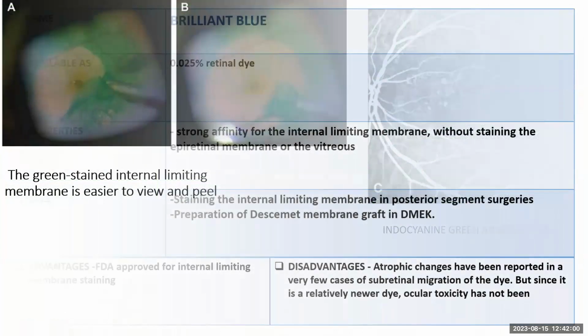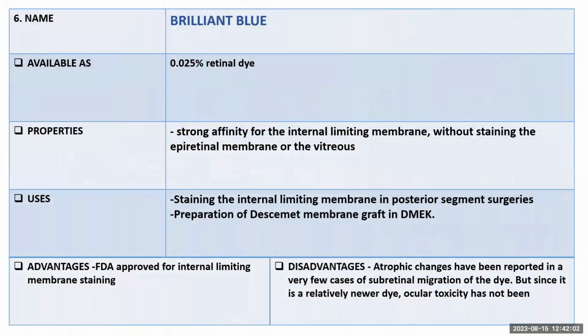The next stain is brilliant blue. It has a high affinity for the internal limiting membrane without staining the epiretinal membrane. It is used in chromovitrectomy surgeries as well as posterior segment surgeries. It is also used in preparation of Descemet's membrane graft.